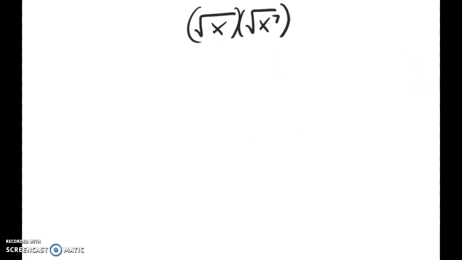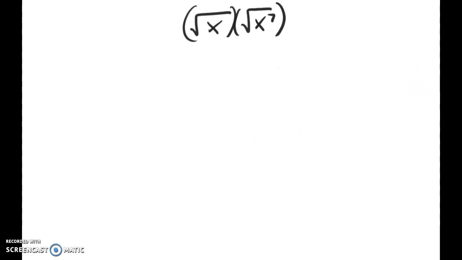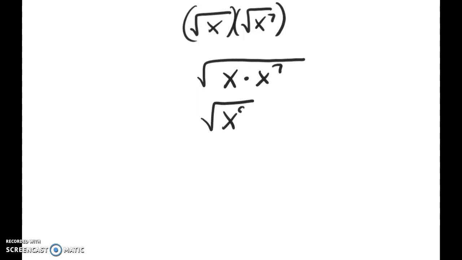So how do I do this type of problem? Well, when you're multiplying radicals, you have the same index here. What you can do, there's a few ways to approach it. You have the same index underneath it. You can combine them to look like this. And now, when I multiply like bases, I add their exponents. There's an exponent of 1 here. 1 plus 7 is 8.